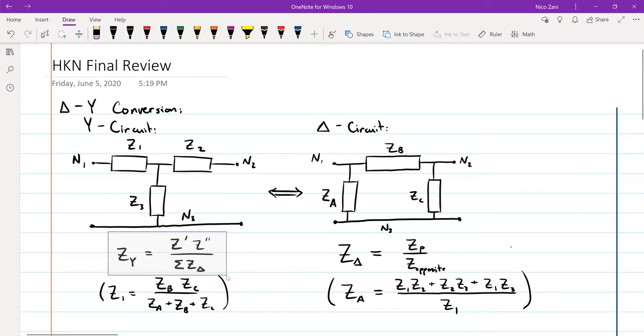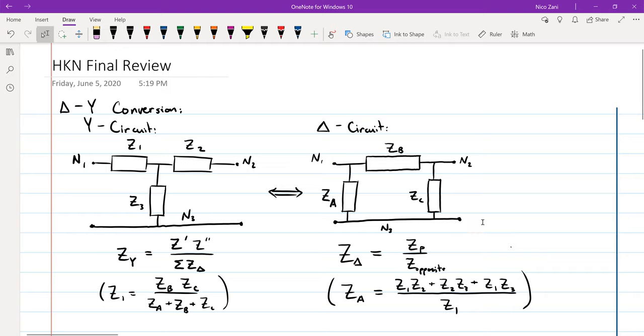So for example, or in general, I should say, if you want to describe the Y components, so Z1, Z2, and Z3 in terms of ZA, ZB, and ZC, you would use this formula, where Z prime is essentially the impedance that is clockwise to the port that you're currently at. So for N1 being this node right here, Z prime and Z double prime are going to be ZB and ZC. If we're at N2, Z prime and Z double prime would be ZC and ZA. And then if you're at N3, it would be ZA and ZB.